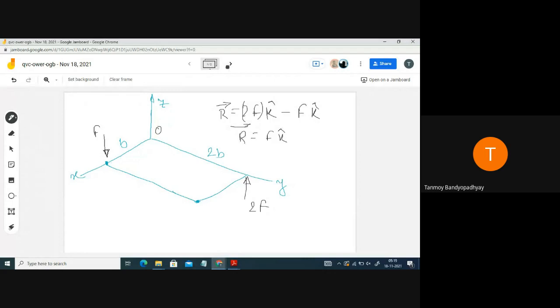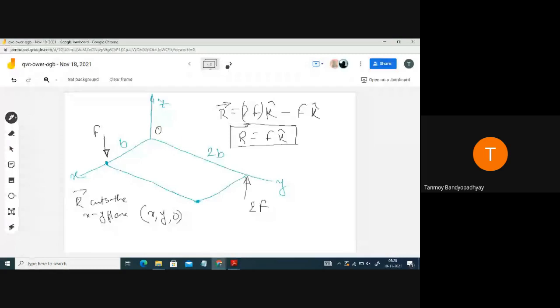From this expression you can understand that this resultant force will actually pass through the xy plane at some point. Clear? So let's assume that the resultant force R cuts the xy plane at any point, say, let us assume that point to be (x, y, 0). Clear? That (x, y, 0) we have to determine.